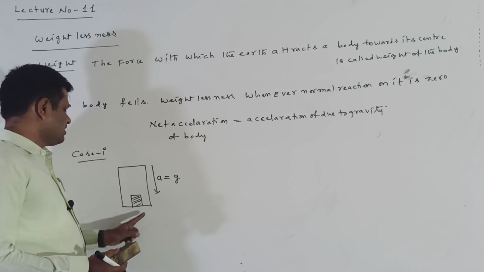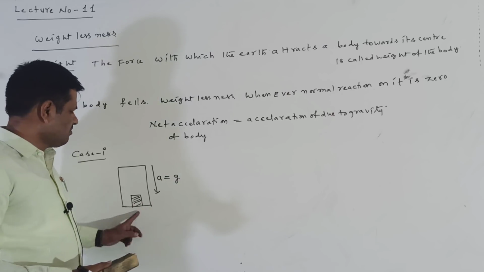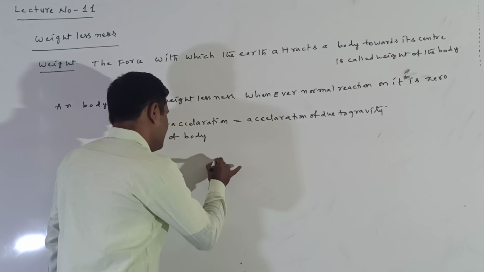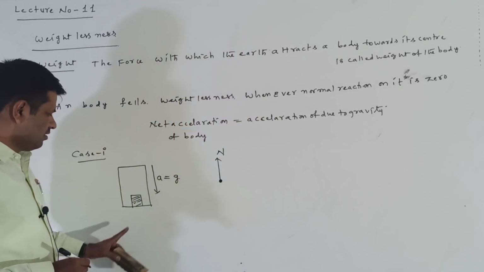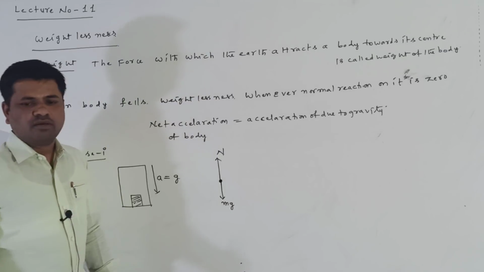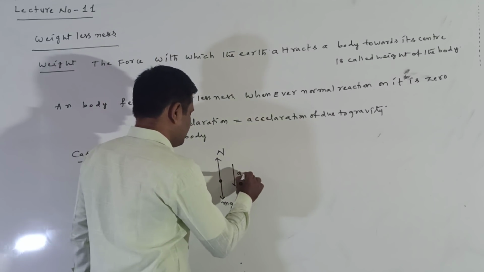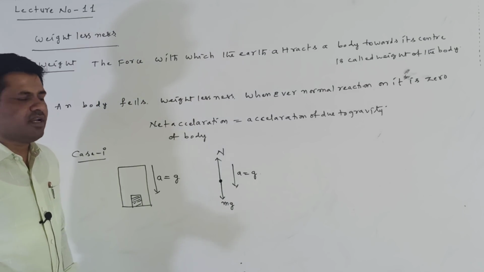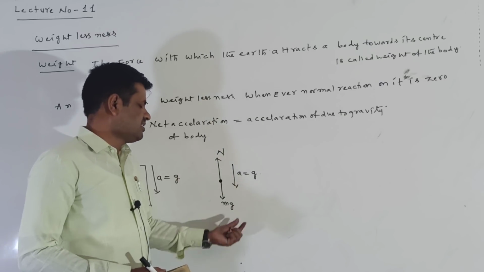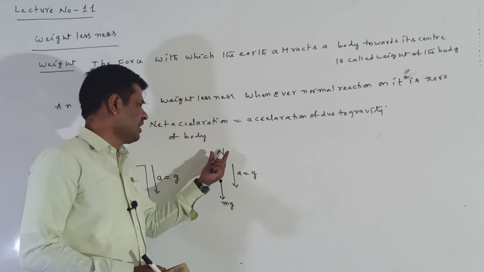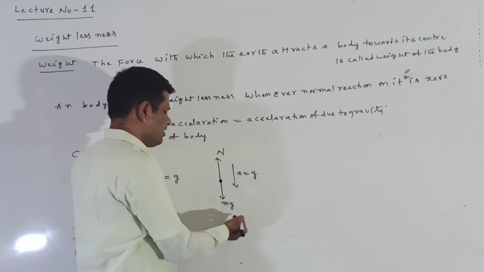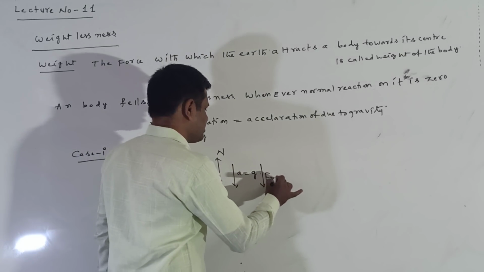Now we are placing one body in this lift. For this body I am drawing the free body diagram. We already know that the normal reaction acts in the upward direction due to the lift, and the weight acts in the downward direction due to the body. Here acceleration a equal to g. In this case we find the normal reaction. Here mg is more than N, because a is acting in the downward direction, which means net force is also acting in the downward direction.